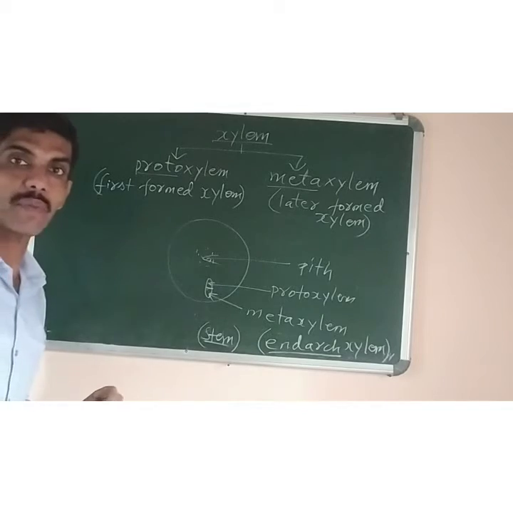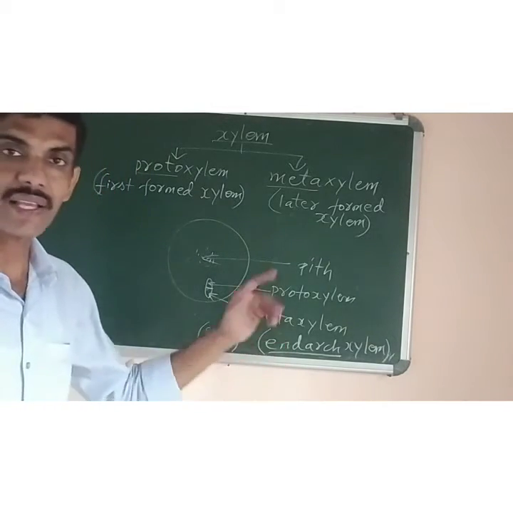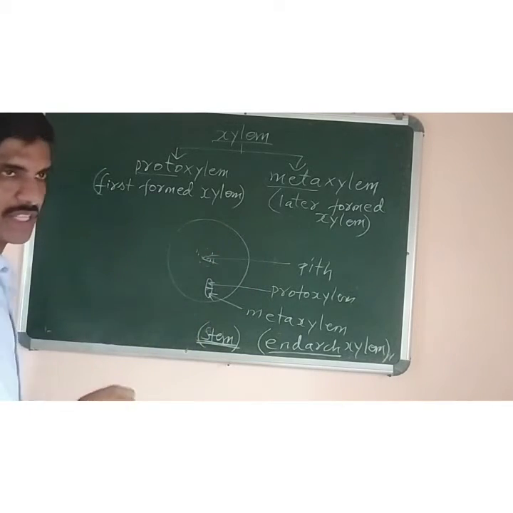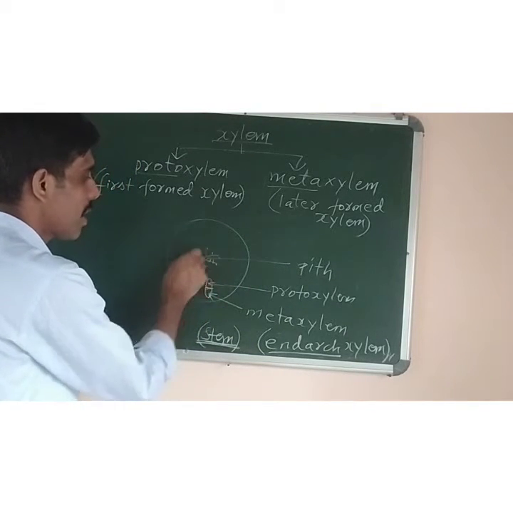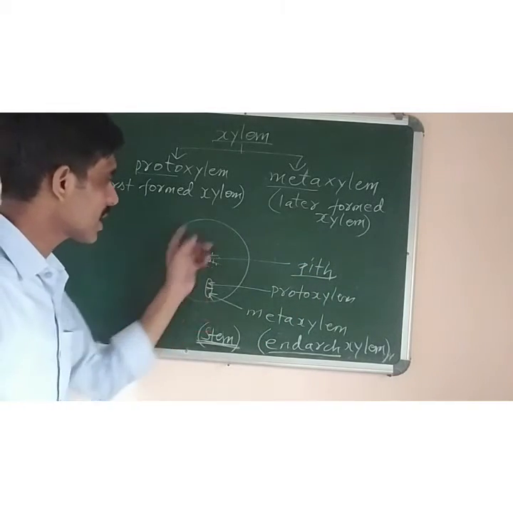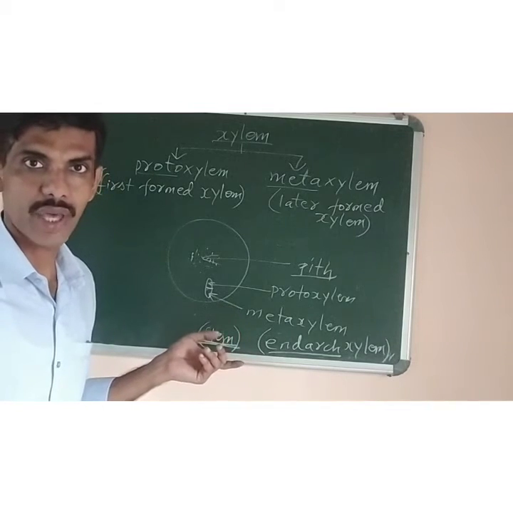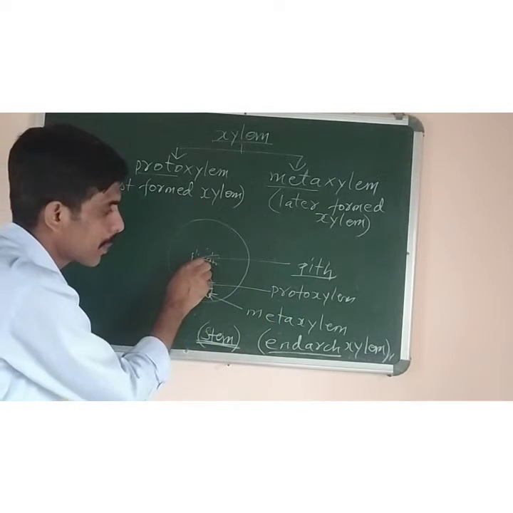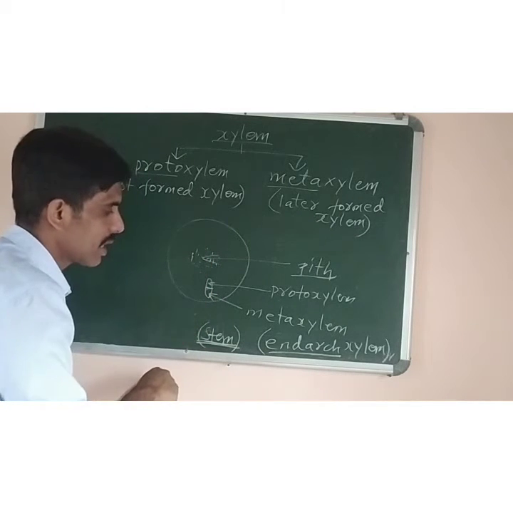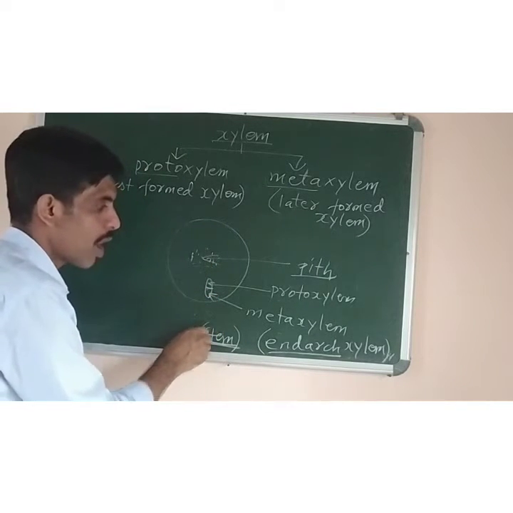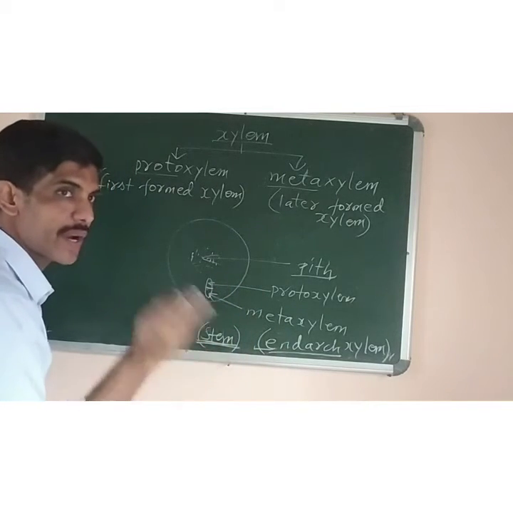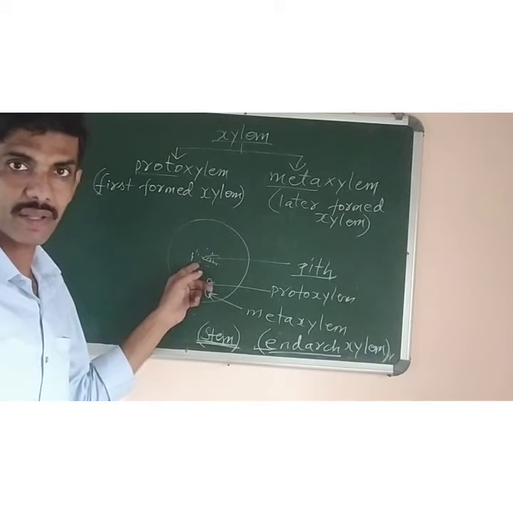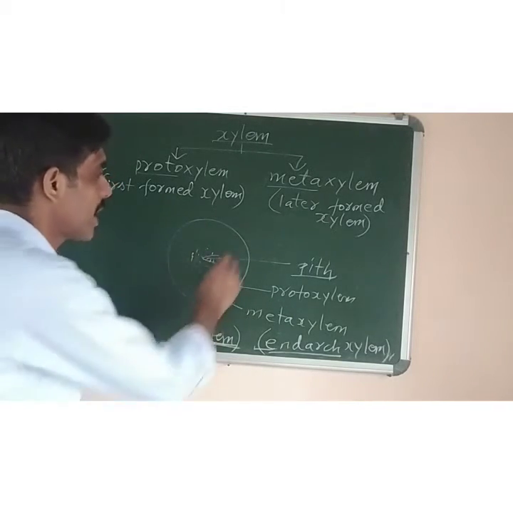Now 2 conditions of xylem also need to be learned: endarch condition and exarch condition. In case of stem, when we study the TS, we find that in the center we have a region called pith, P-I-T-H, and it contains the vascular bundles, that is xylem and phloem, the conducting tissue. Now if the protoxylem is facing towards the center, that is towards the pith, and the metaxylem is facing towards the outside, this type of condition found in stem is called endarched xylem. Got it? So what is endarched xylem? Endarched xylem is a condition of xylem in which protoxylem faces towards the center, that is towards the pith, and metaxylem is facing towards the periphery, means towards the outside.